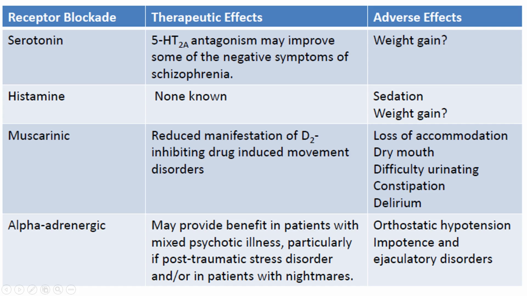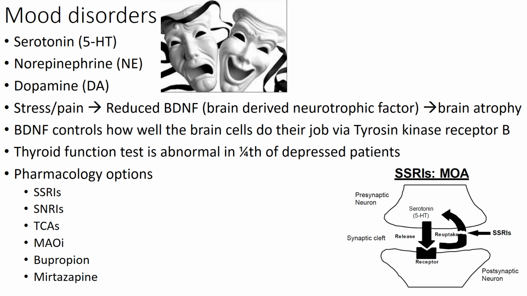And then we have the alpha adrenergic receptor blockers. This may help with some mixed psychotic illness, but particularly some post-traumatic stress disorder. But the adverse effect is going to be orthostatic hypotension, impotence, and even ejaculatory disorders. And so those are adverse effects. Another reason to switch over to Bupropion, because it doesn't have those. It doesn't affect libido and that sort of thing.